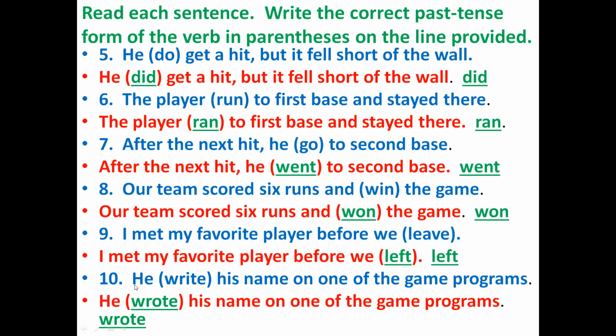Next, he write his name on one of the game programs. The verb in the parentheses is write. It's an irregular verb, so the past tense of write is wrote. He wrote his name on one of the game programs. The answer would be wrote.